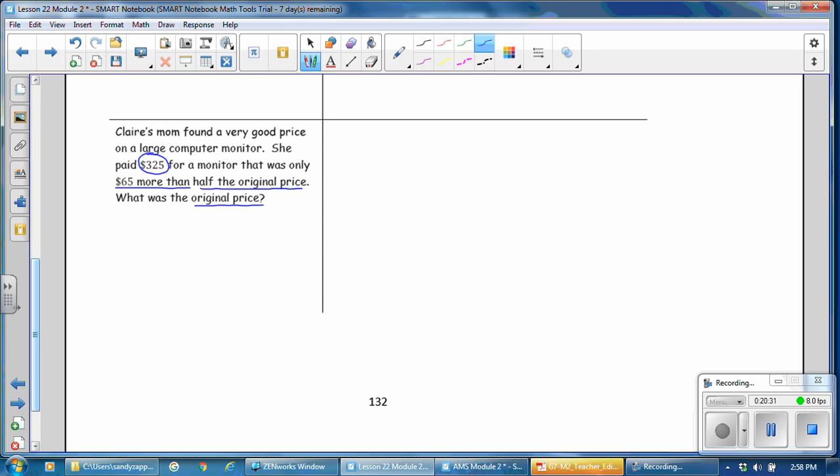So here's what we know. It's half the price plus $65 equals $325. This is the total for the monitor, and it says it's 65 more than half the original price. So this is the 65 more than, and this is half of the original price. Now we don't know the original price, so let's use a P for price. So now our equation is 1/2 P plus 65 equals 325.